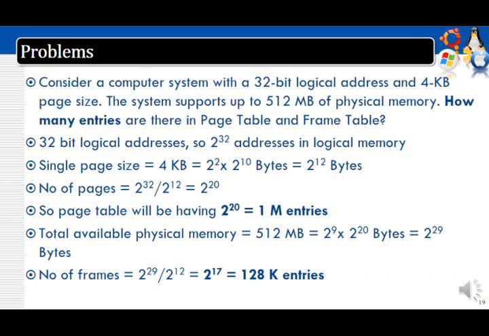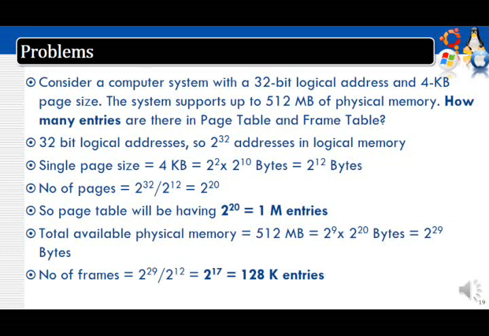Here it is given that the logical address space is 32 bit. So 32 bit means that the total addressing capacity is 2 power 32. The size of a page is given as 4 kb, which is equal to 2 power 2 into 2 power 10, which is equal to 2 power 12. So the number of pages is equal to the total size of the logical memory divided by the size of each page. That is 2 raised to 32 divided by 2 raised to 12, which is equal to 2 raised to 20. 2 raised to 20 means 1 MB.